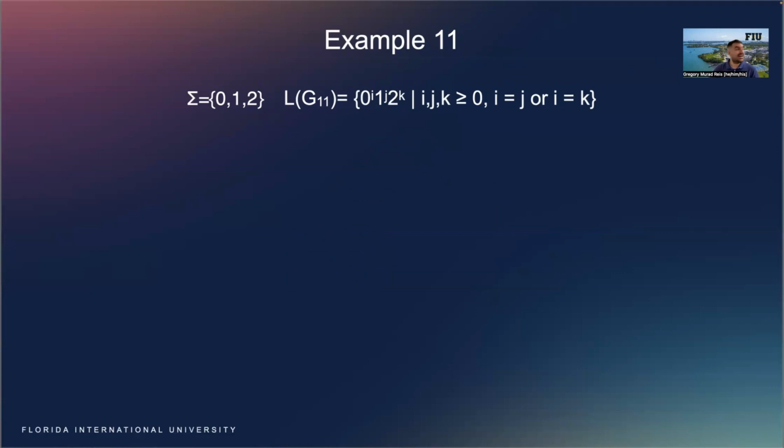It's also 0 to I, 1 to J, 2 to K. I, J, and K, the three of them can be greater or equal to 0. But here I have two subproblems: I is equal to J or I is equal to K. So let's decompose. First, I is equal to J. We already did that, right?